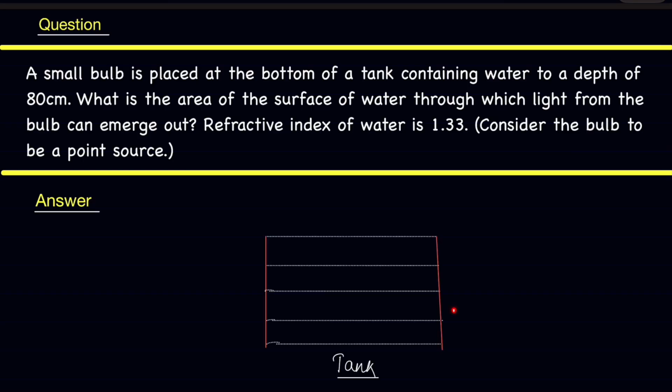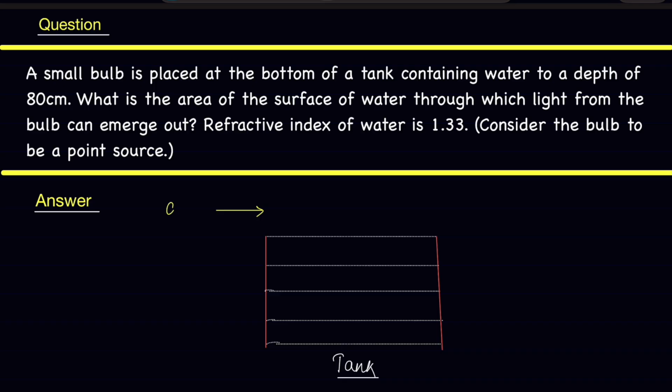This is our water tank, and above the water tank we have air. This is air medium, and here is the water. So at the bottom of this water tank we have a bulb present. This is the bulb and it's a point source. Now the bulb will glow and infinite amount of incident rays will be formed here. So let's take only two incident rays for better understanding.